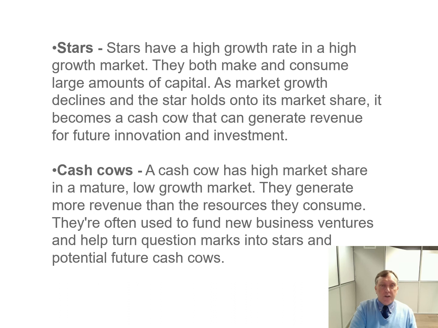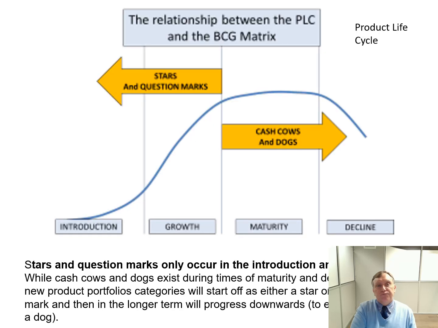Stars have a high growth rate, high growth market. They make and consume large amounts of capital. As the market growth declines and the star holds onto its market share, it becomes a cash cow. Then it can generate revenue for future innovation investment. Cash cows have a high market share in a mature, low growth market. So they generate more revenue than the resources they consume, but they're often used to fund new business ventures and help turn question marks and stars into potential future cash cows.